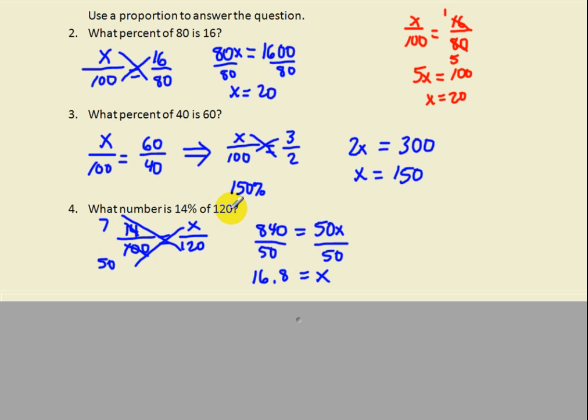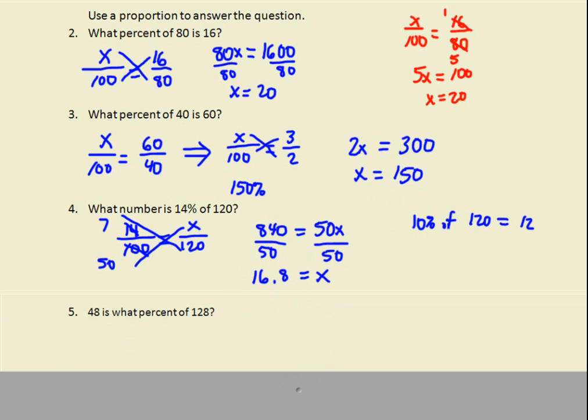It's always good to check if your numbers seem reasonable. 14% is a little more than 10%, and 10% of 120 is easy to calculate. Just move the decimal one place over. That's 12. Well, because 14% is more than 10%, our answer better be a little more than 12. 16.8 is a little more than 12, so this seems like a reasonable answer. Even if it's not exactly correct, at least it's in the ballpark.